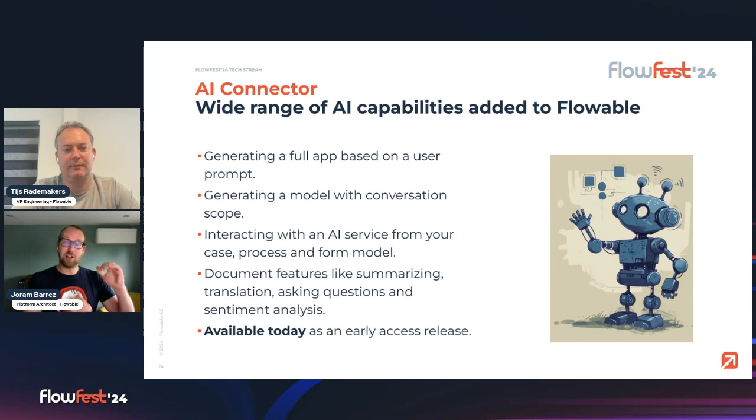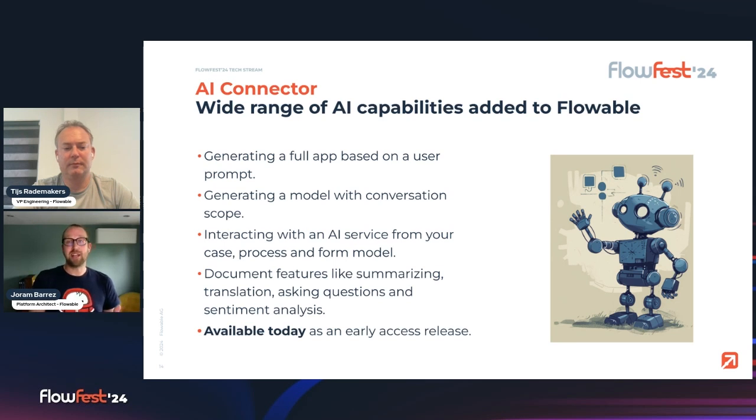But basically, the gist of what's in this current release is that you can generate a full app, meaning that you can say, hey, I want an app with a process that does this and this and this. And the AI service will then generate for you this BPMN or CMMN model. It will generate the forms. It will generate services that might be included. And it will help you with building these things much faster than normal.